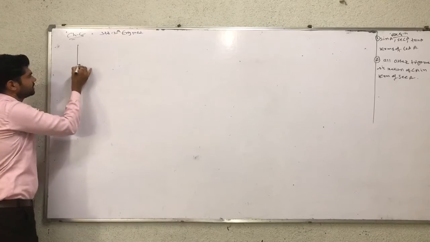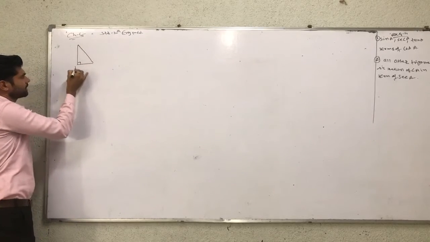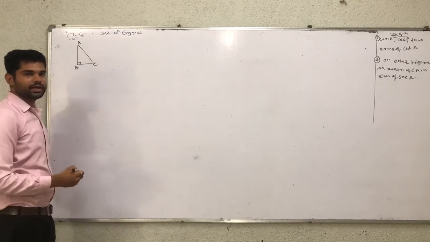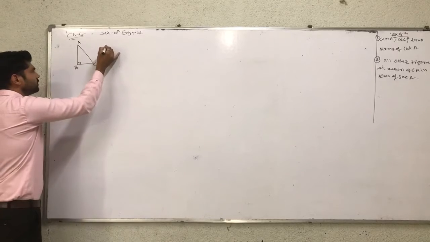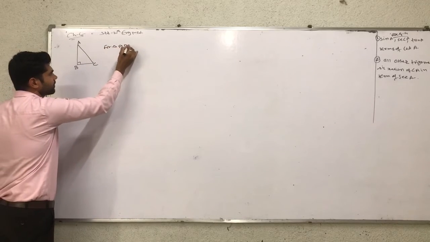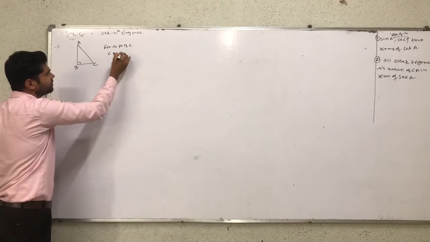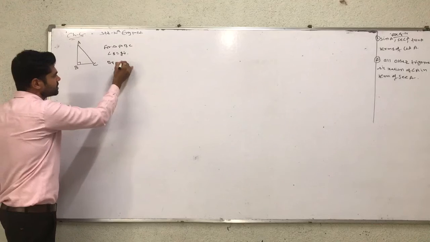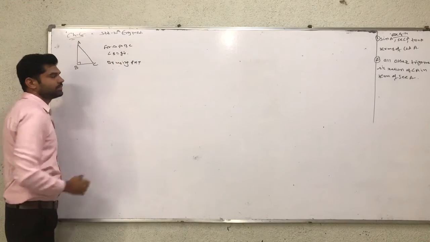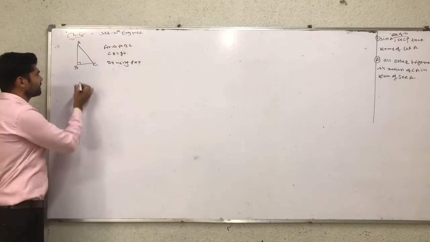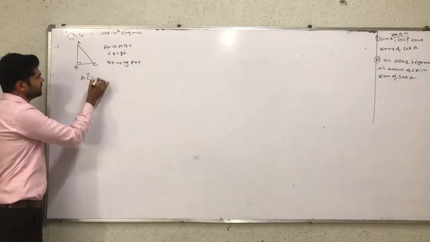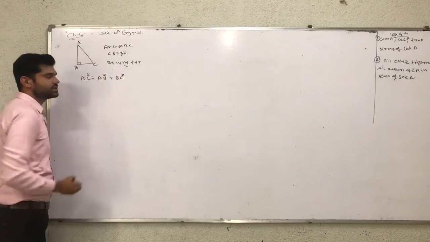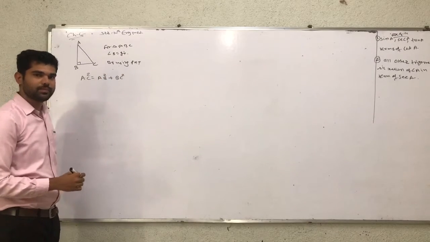For a right angle triangle ABC, angle B is equal to 90 degrees, and angle A and angle C are acute angles. So for triangle ABC, angle B is equal to 90 degrees. Therefore, using the Pythagoras theorem, AC square is equal to AB square plus BC square.